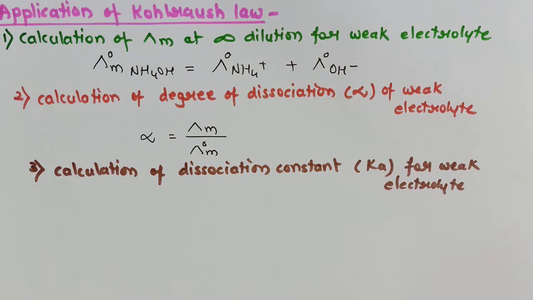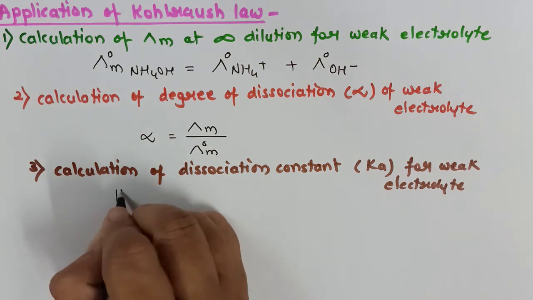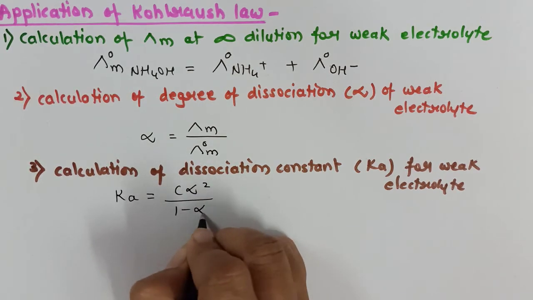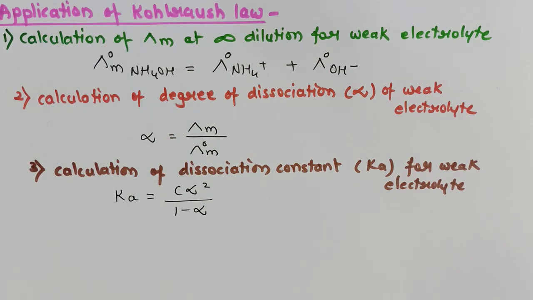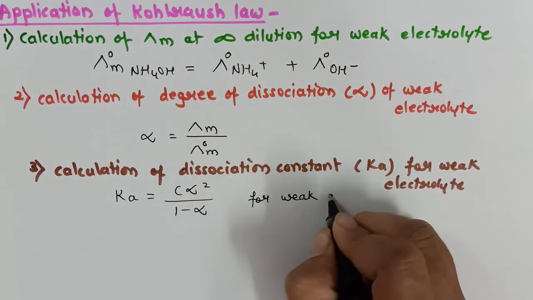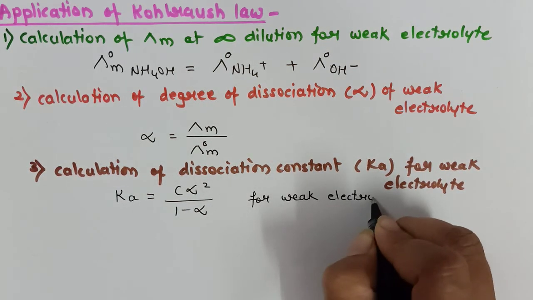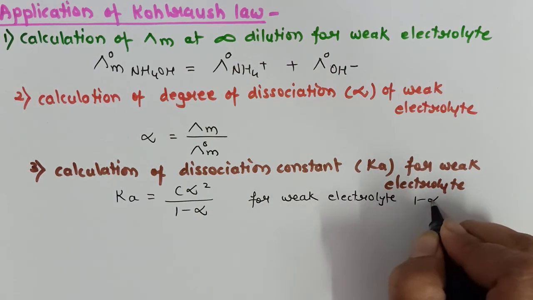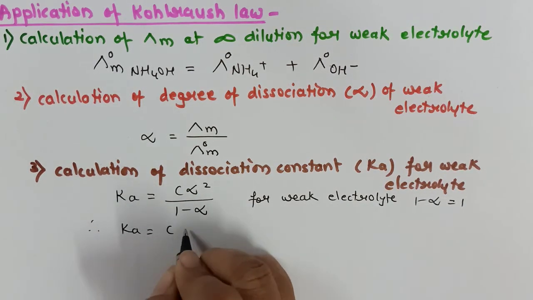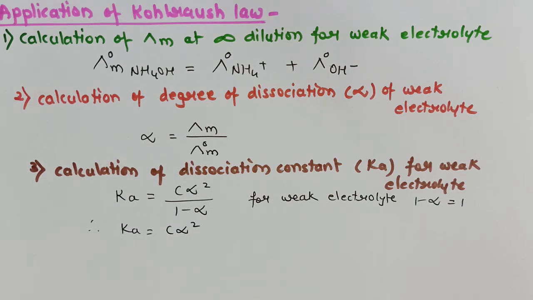We will see how to do that. We know that Ka equals C alpha square upon 1 minus alpha. For a weak electrolyte, we are taking 1 minus alpha equals 1. Therefore, Ka will be directly equal to C alpha square.